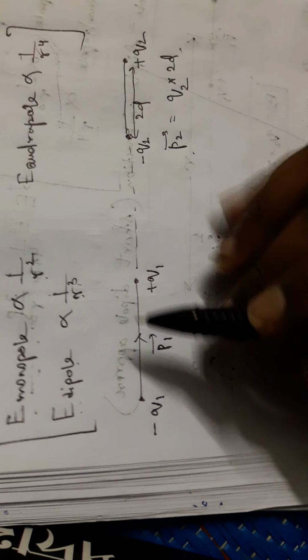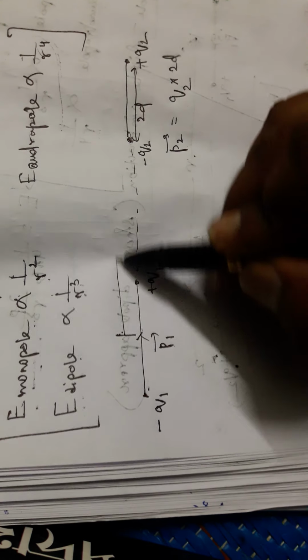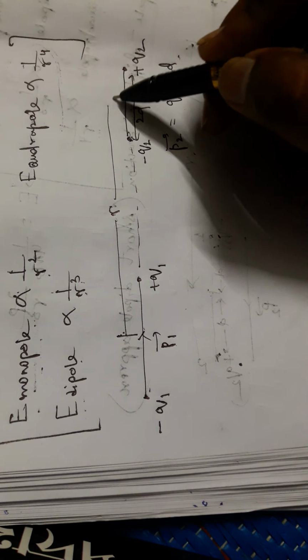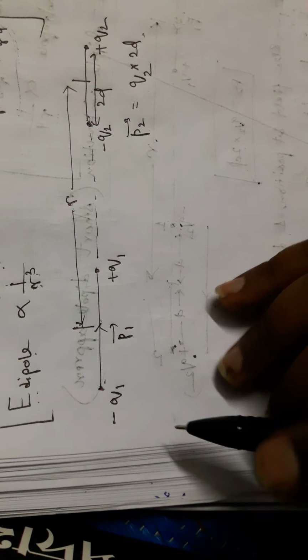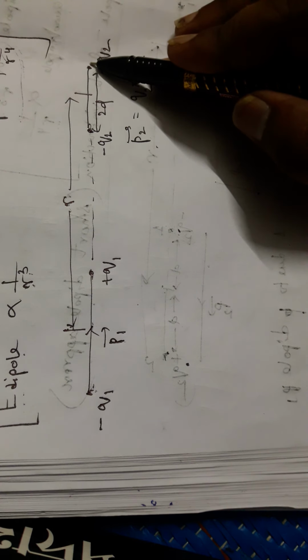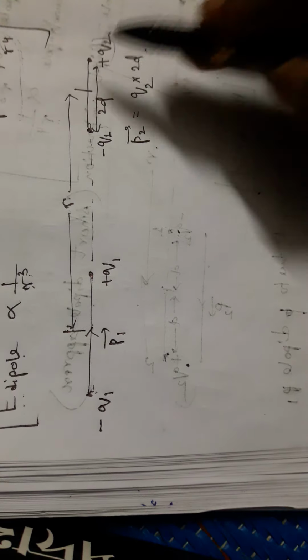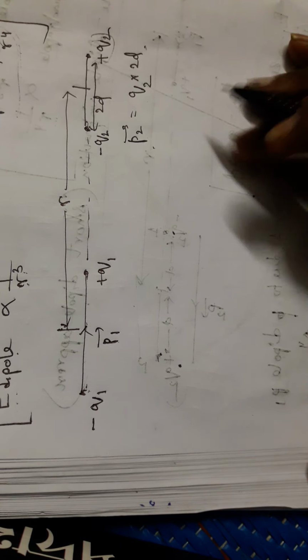Now the distance between the two dipoles will be measured from the middle of one dipole to the middle of the other dipole. So this is r. Now my main idea is to calculate the field due to this dipole at this point and this point. Then if I multiply it by charge, I will get the force acting on the dipole. So this is called dipole-dipole interaction.